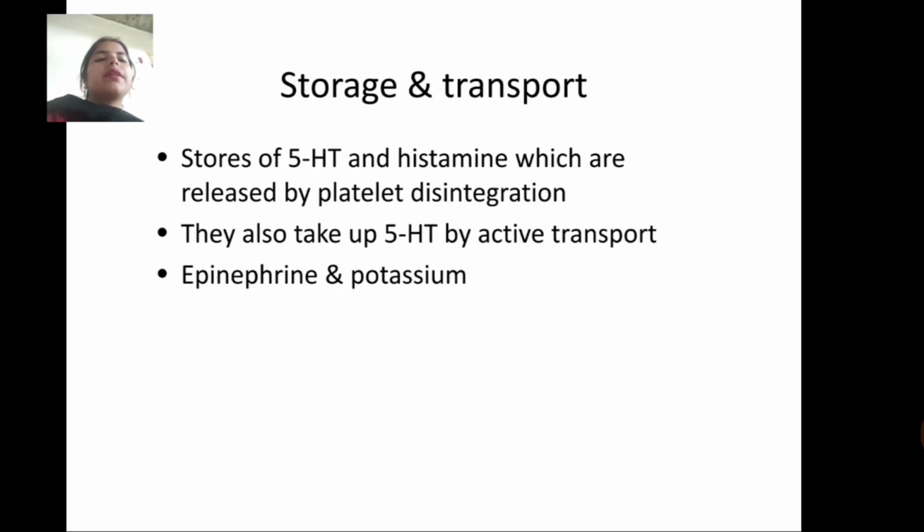Next is storage and transport. Platelets store 5-HT and histamine, which are released by platelet disintegration. They also take up 5-HT by active transport, as well as epinephrine and potassium.